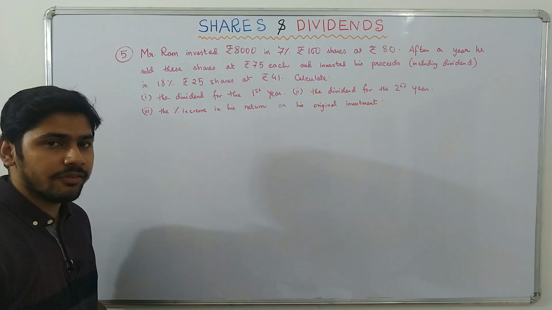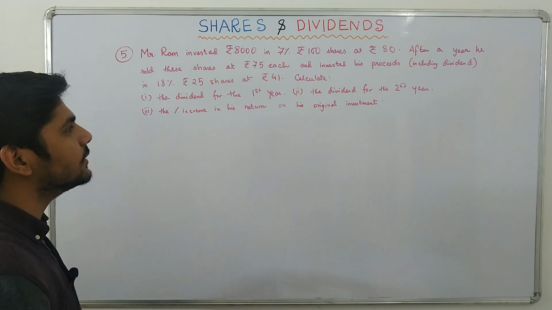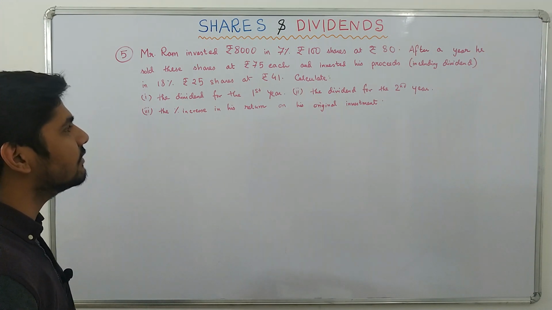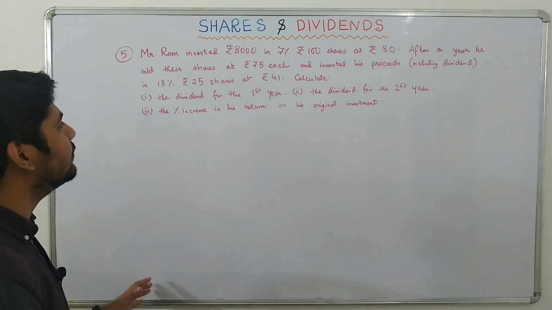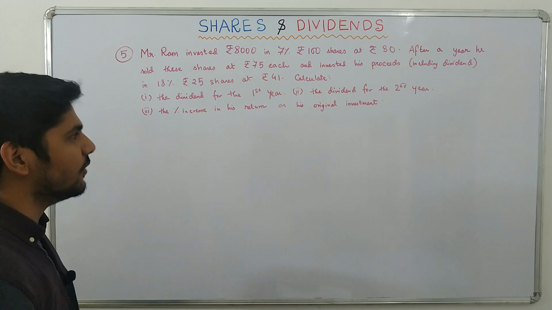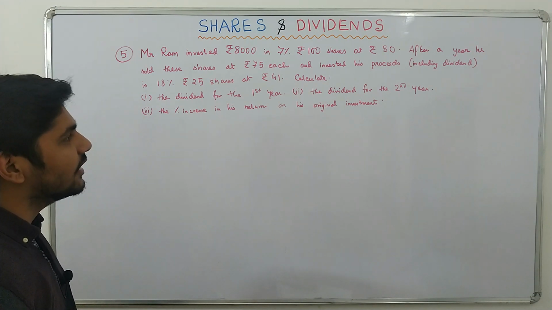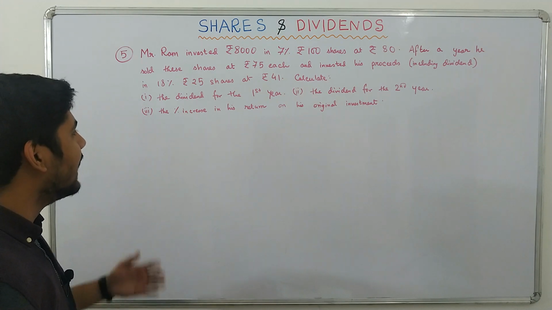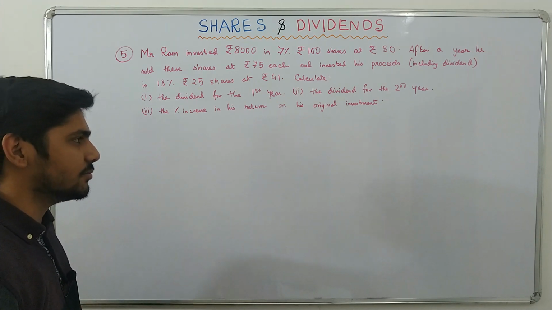Moving on to number 5, we have Mr. Ram invested rupees 8,000 in 7% rupees 100 shares at rupees 80. After a year, he sold these shares at rupees 75 each and invested his proceeds including dividend in 18% rupees 25 shares at rupees 41. We have to calculate number 1, the dividend for the first year, number 2, the dividend for the second year, and number 3, the percentage increase in his return on his original investment.